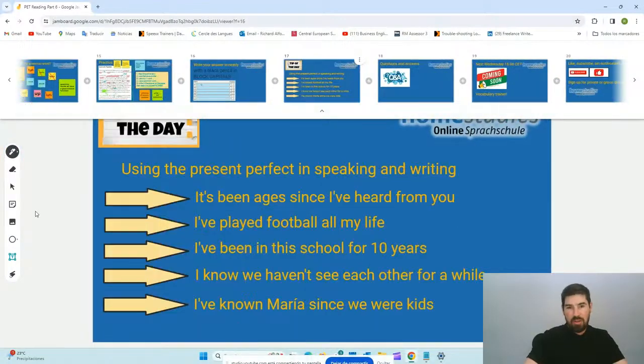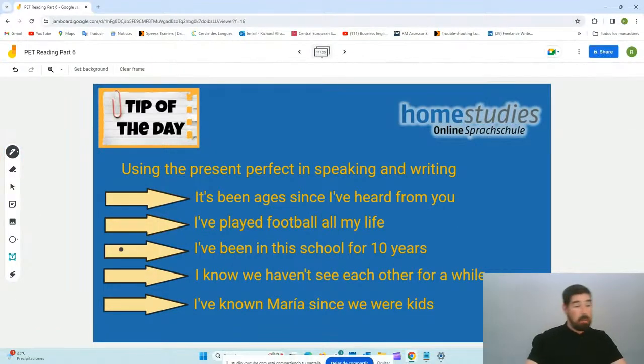I said that I'd give you a couple of bonus language points. Now, the first thing was that we were looking at the present perfect. It came up. The present perfect is great for speaking and writing. We use it to talk about something which started in the past and continues until today. Great phrase here: it's been ages since I've heard from you. Great phrase for your writing.